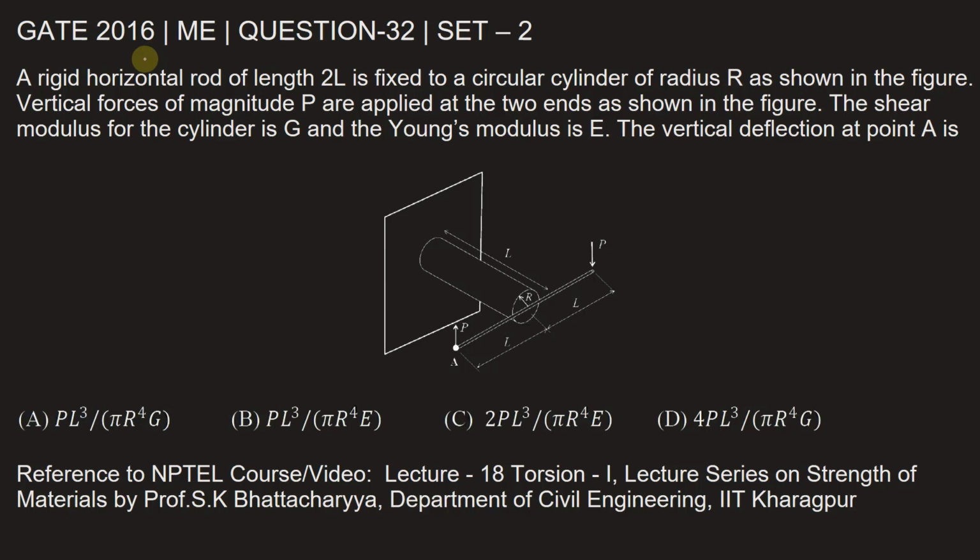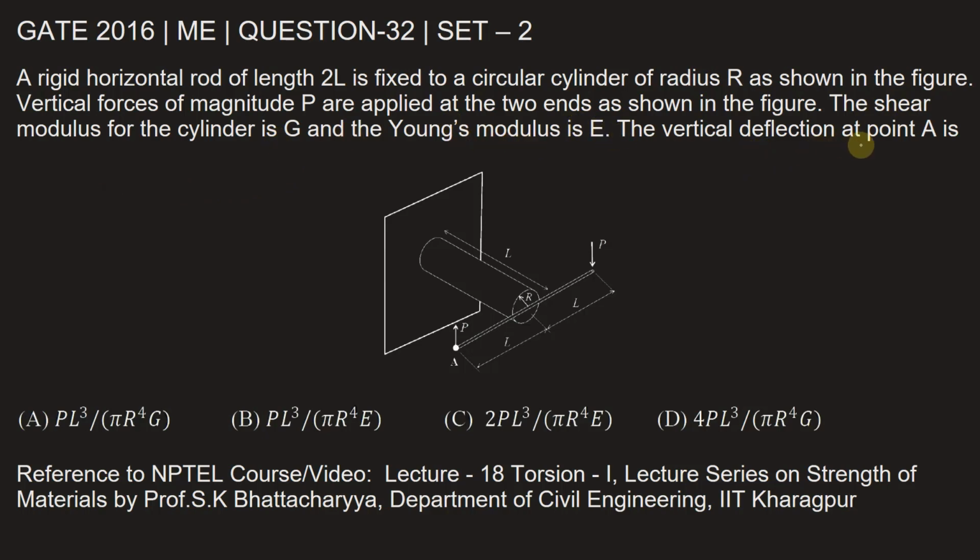This question is from GATE 2016 Mechanical Engineering paper set 2, question number 32. A rigid horizontal rod of length 2L is fixed to a circular cylinder of radius r, as shown in the figure. Vertical forces of magnitude P are applied at two ends as shown in the figure. The shear modulus for the cylinder is G and the Young's modulus is E.